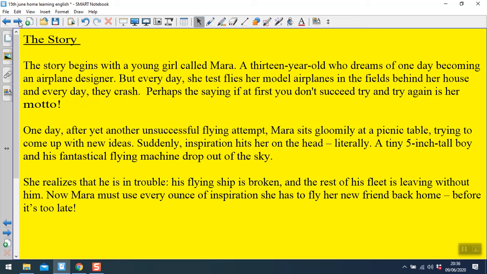Suddenly, inspiration hits her on the head, literally. A tiny 5-inch tall boy and his fantastical flying machine drop out of the sky. She realises that he is in trouble, his flying ship is broken, and the rest of his fleet is leaving without him. Now Mara must use every ounce of inspiration she has to fly her new friend back home before it's too late.